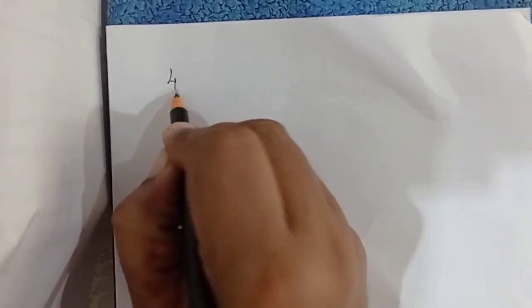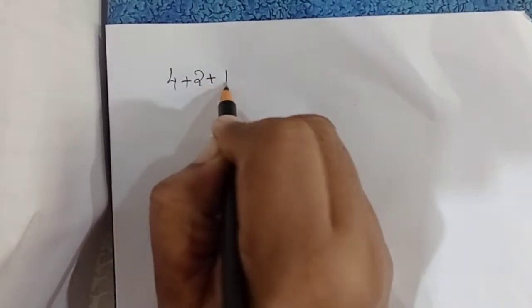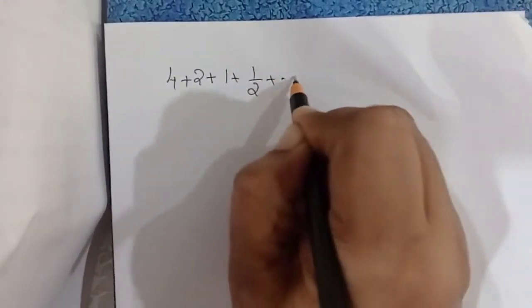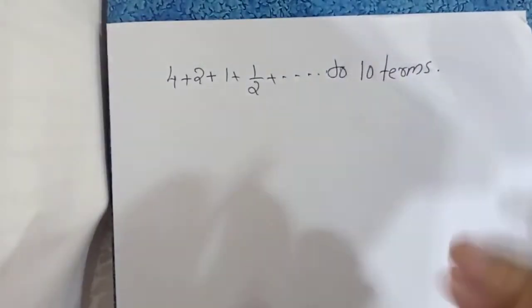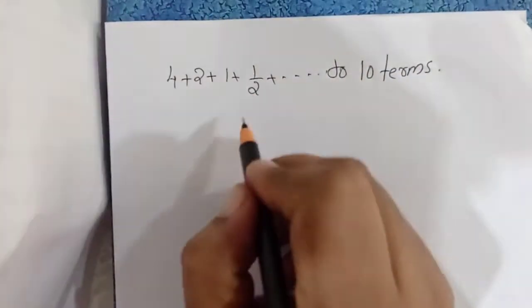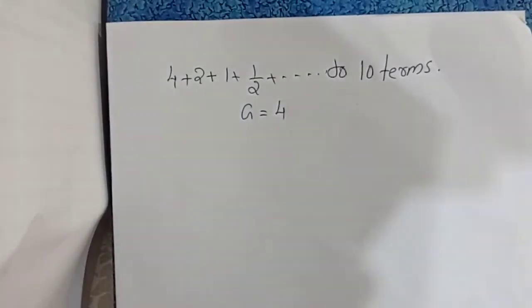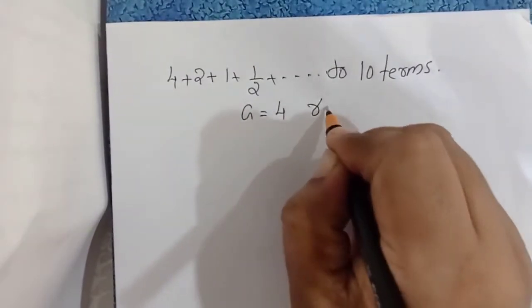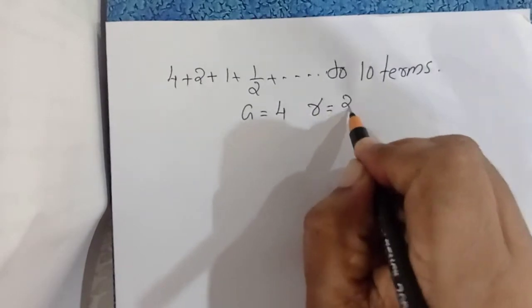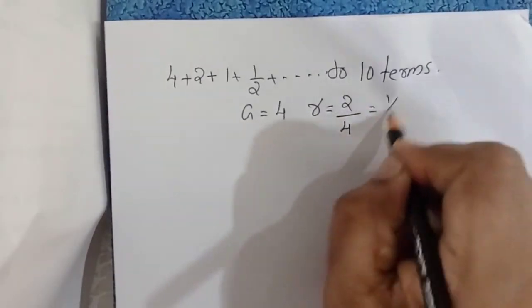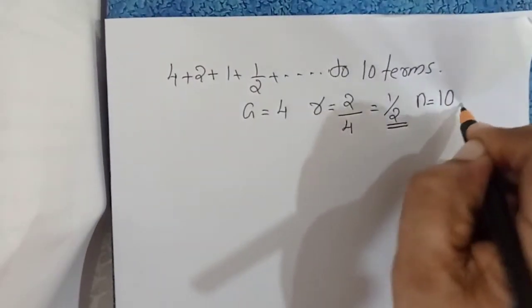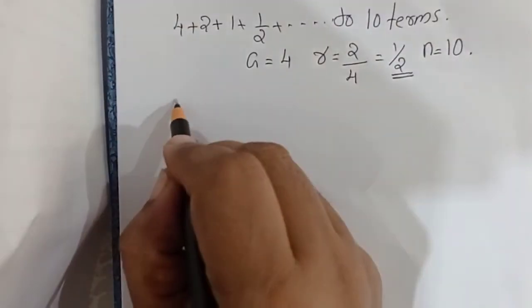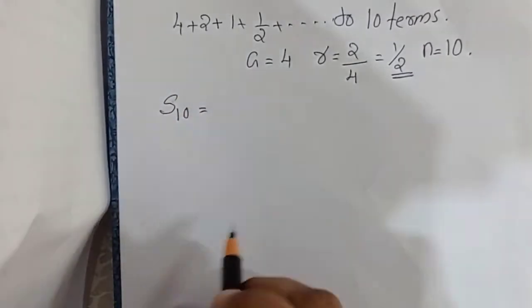Then, write down the question. Find the sum of 4 + 2 + 1 + 1/2 + etc. to 10 terms. Here, which is the first term? a is equal to 4. And how can you find the common ratio? Second term divided by first term, that is equal to 1/2. And here given n is equal to 10. Therefore, the question is find S10.